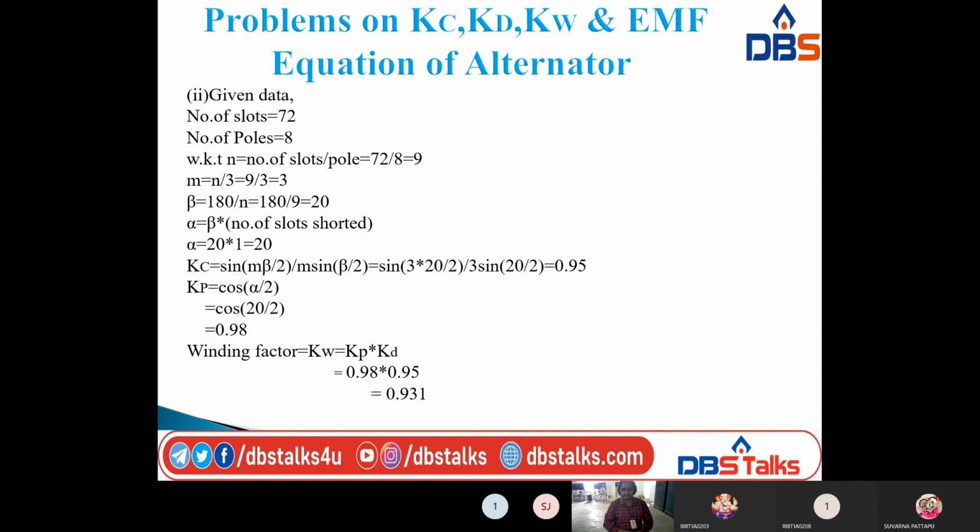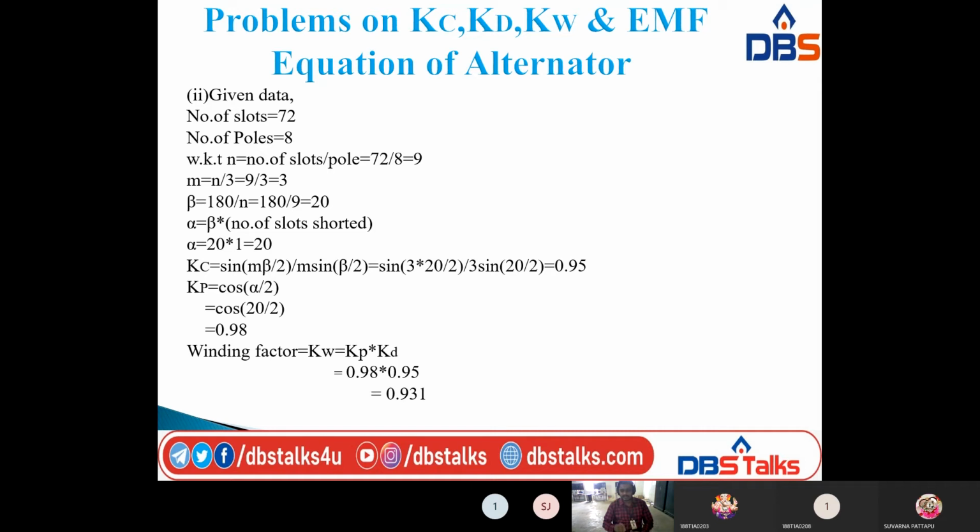And next we have to calculate the value, that is Kd. Here also I did the same mistake, that is Kc, it is Kd. Distribution factor is equal to sin(mβ/2) by m sin(β/2). That is sin of m value 3 into beta value 20 by 2, by m value 3 into sin of beta value 20 by 2. After simplifying this one, we are getting the distribution factor, that is 0.95.